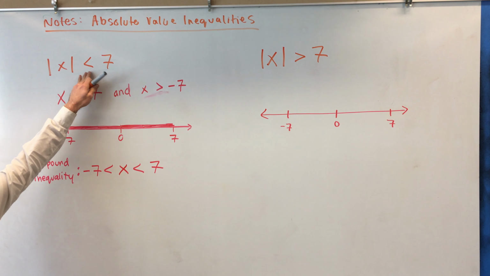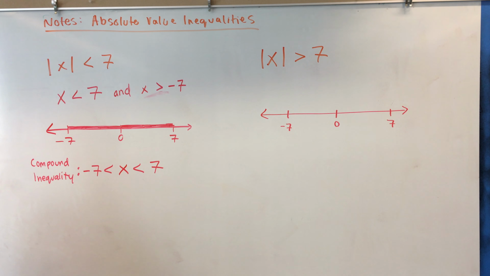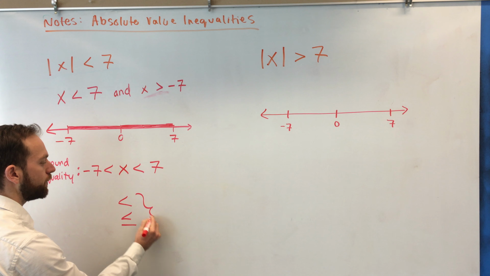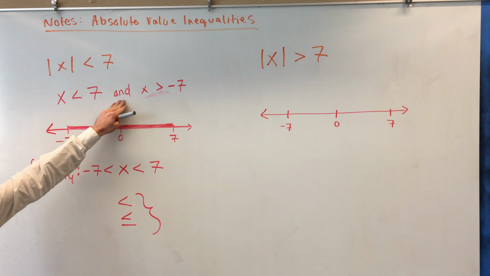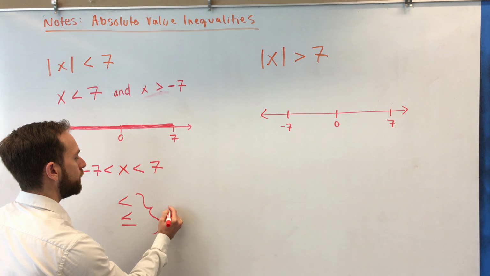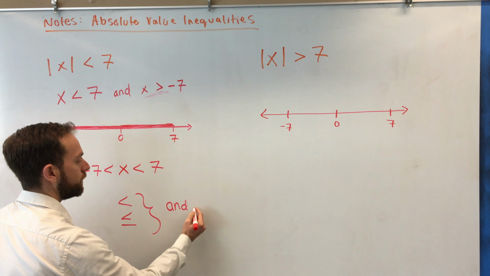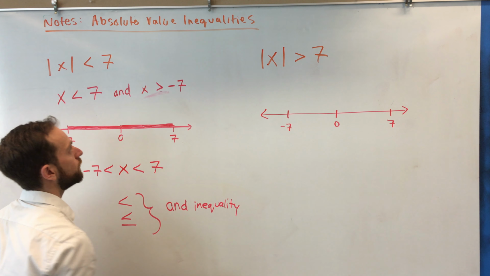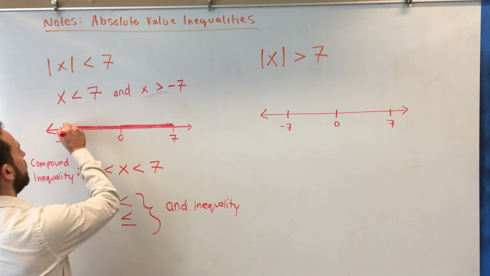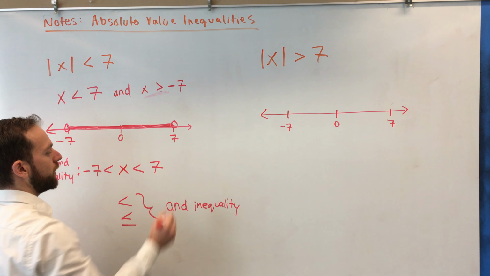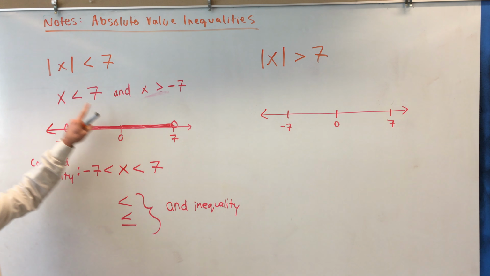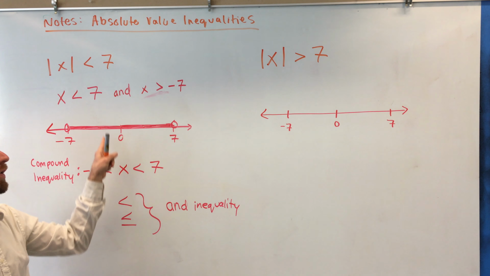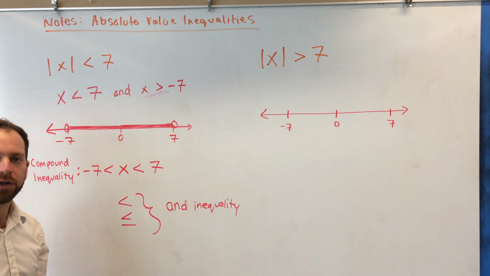Whenever you have less than, or less than or equal to, in the inequality, that's going to give us an and inequality. So everything between negative 7 and positive 7, but not including those points because we don't have an equal to sign. So 7 isn't less than 7 steps away from 0, it's exactly 7 steps away from 0.